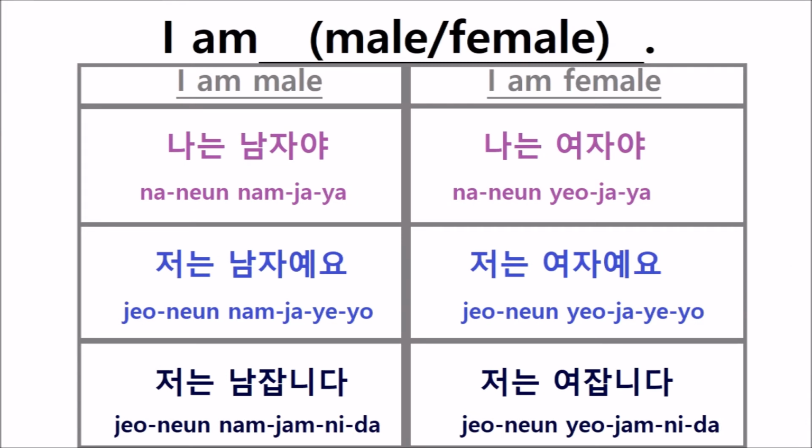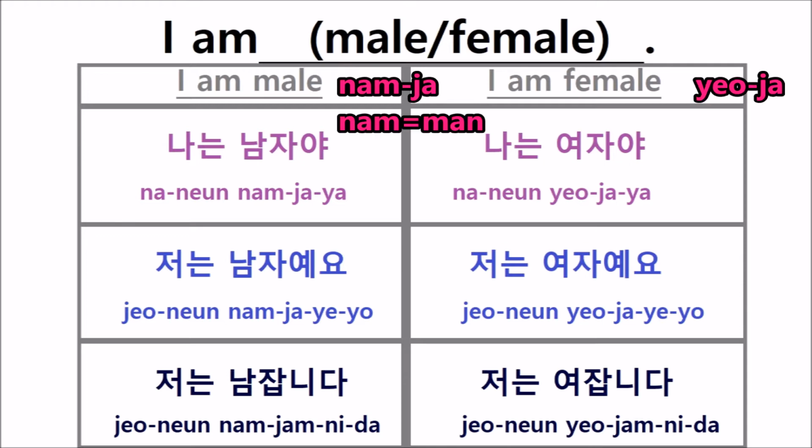Now let's say our gender. Female is 여자 and male is 남자. 여 is always a feminine prefix, and 남 is a masculine prefix. Kinda cool how it's just like man, but spelled backwards. Makes it easy to remember. Both 남자 and 여자 end in vowels, so let's get rid of that E. 나는 여자야. 나는 남자야. 저는 여자예요. 저는 남자예요. 저는 여자입니다. 저는 남자입니다.